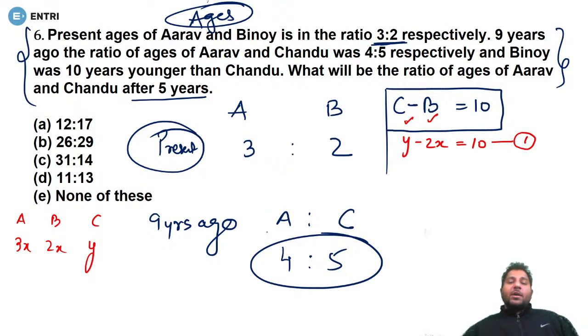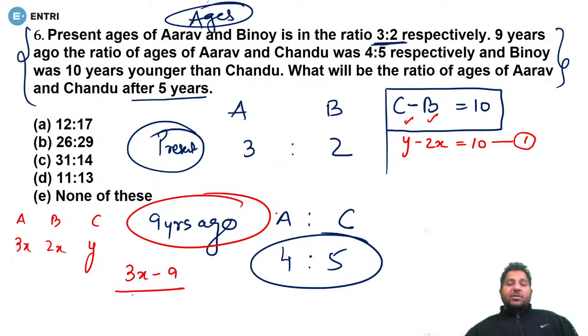Let's move on with our second equation. How are we going to do that? 9 years ago, Arav and Chandu's age ratio has been given as 4:5. So 9 years ago, it will become 3x minus 9 divided by Chandu's age 9 years ago, which will be y minus 9, and it has to be equal to 4 ratio 5. Now we have got the two equations. Let's cross multiply, and we will get 15x minus 45 equals 4y minus 36.